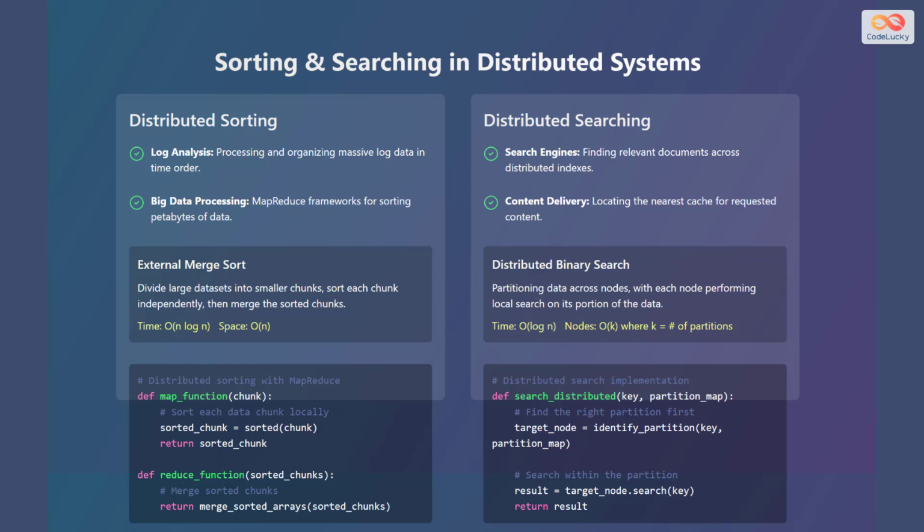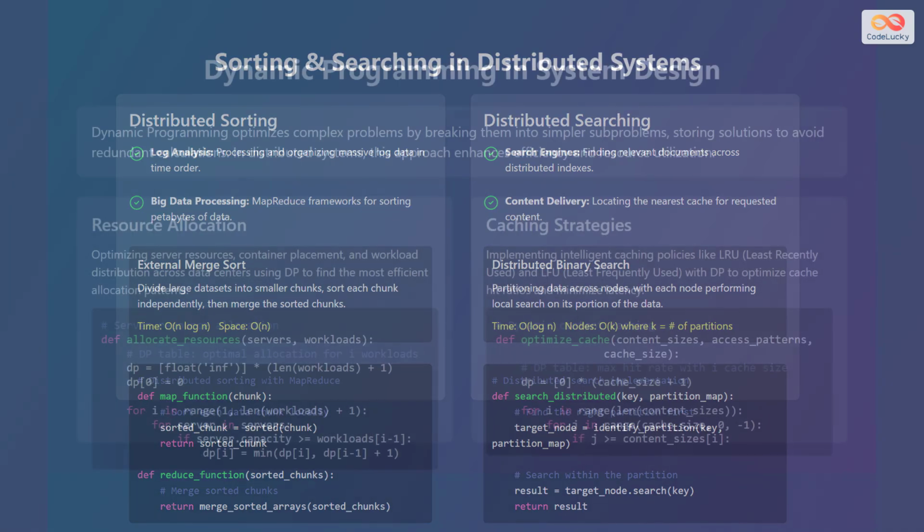Searching is useful in search engines to find relevant documents across distributed indexes. Searching helps in content delivery by locating the nearest cache for requested content. Distributed binary search partitions data across nodes, with each node performing local search on its portion of the data. This algorithm takes order of log n time and order of k nodes, where k equals the number of partitions. Here is the Python code of distributed search implementation.